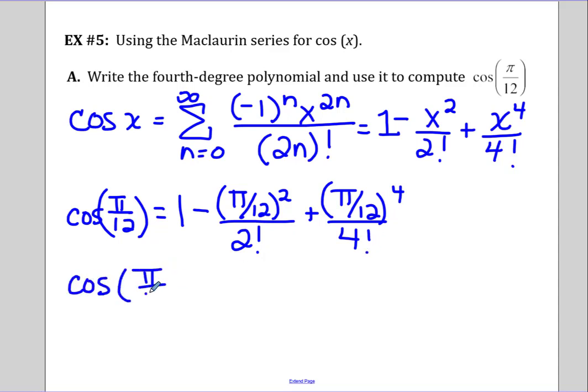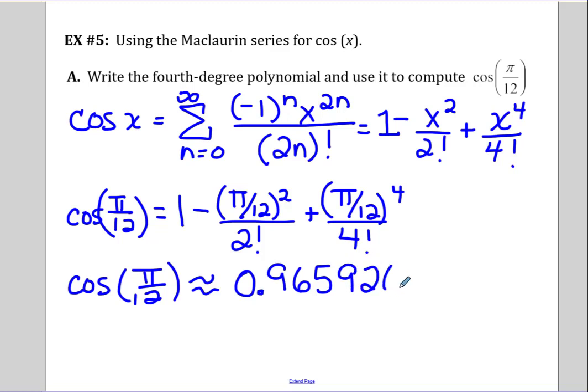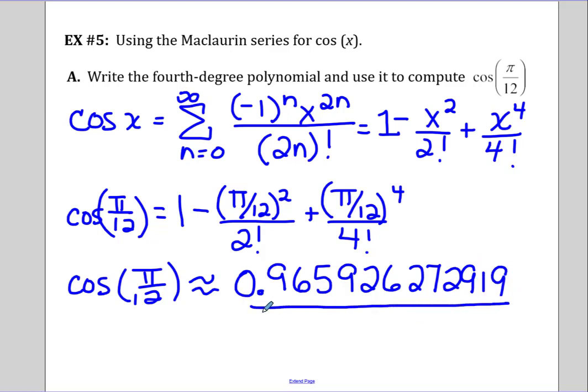And using our calculator, cosine of pi over 12 is approximately all of this, 0.96596272919. All right, and you can check it. I think it goes off on the calculator. The calculator value is 0.965925. So it goes off right here. Part B.